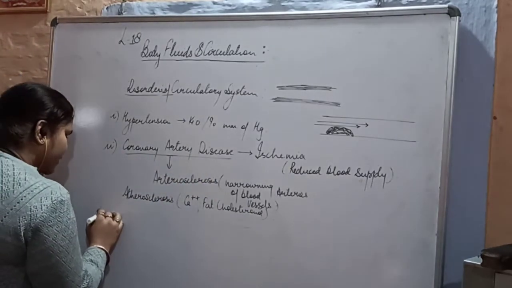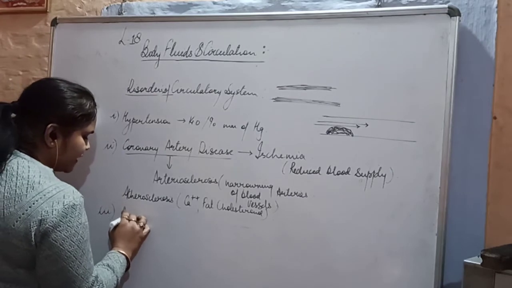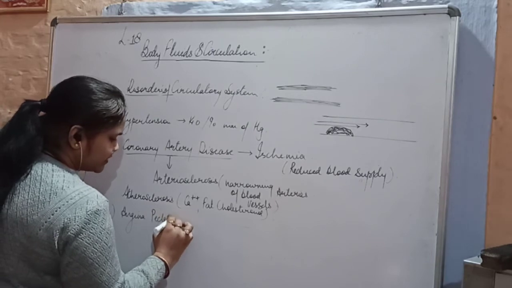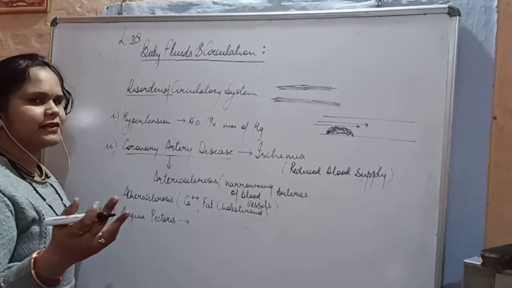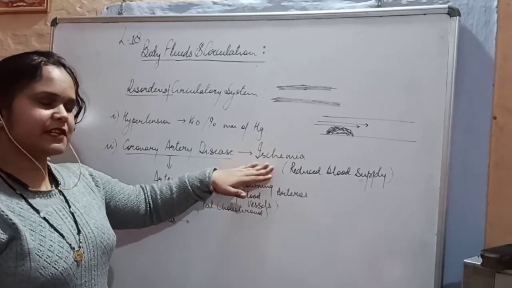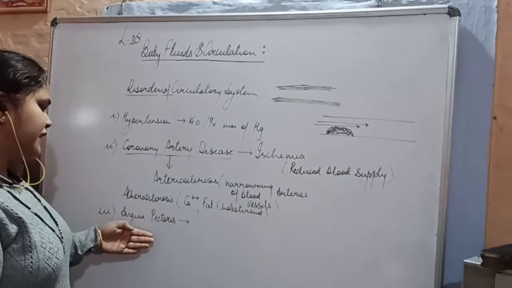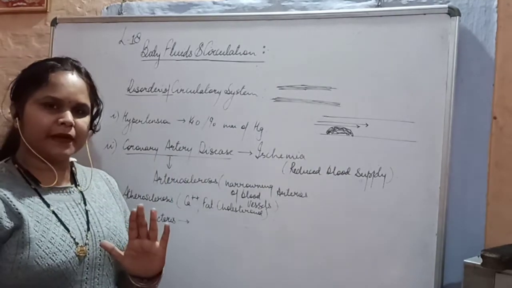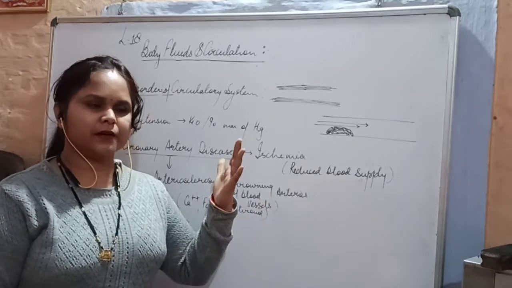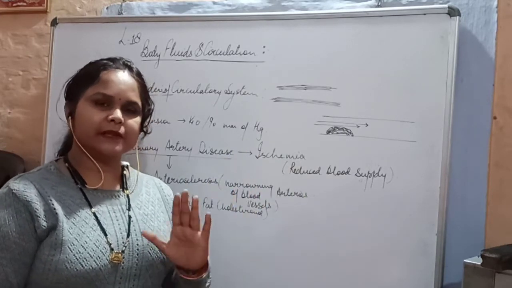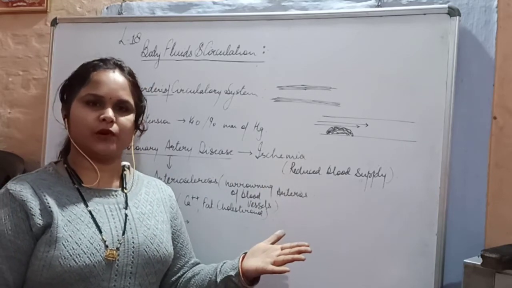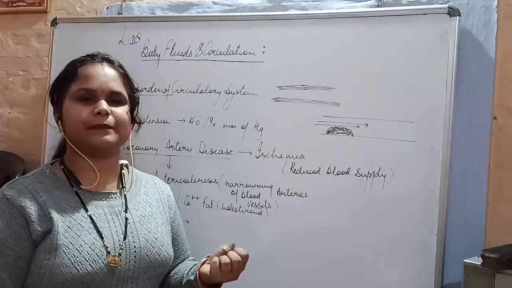Then the next condition which we have to discuss is angina pectoris. Now what happens in angina pectoris? Angina pectoris is itself not a disease. It is a condition which occurs due to ischemia, which we have already discussed. In angina pectoris there is a stabbing pain which spreads from the heart to the left side of our hand, the left side of our limb. The pain shoots from the heart to the left side of our body, and this occurs due to decreased supply of blood.